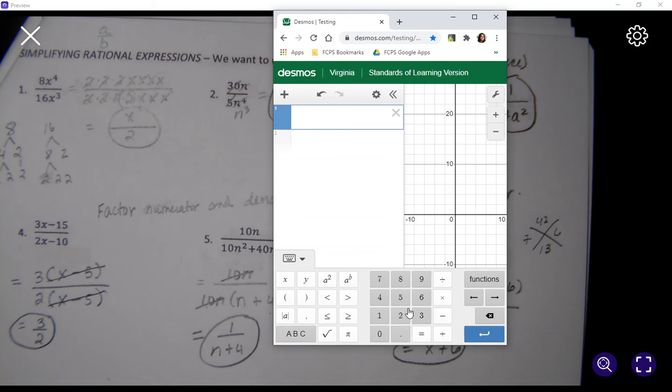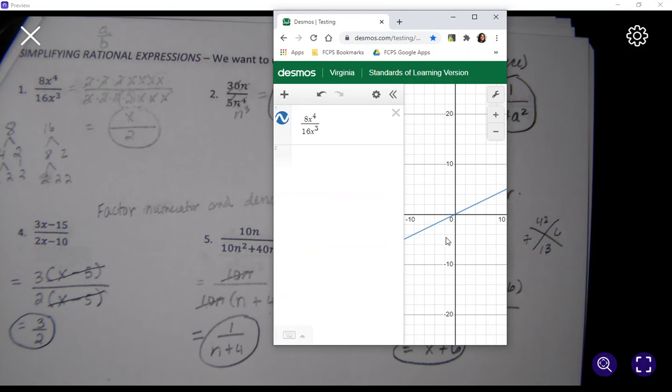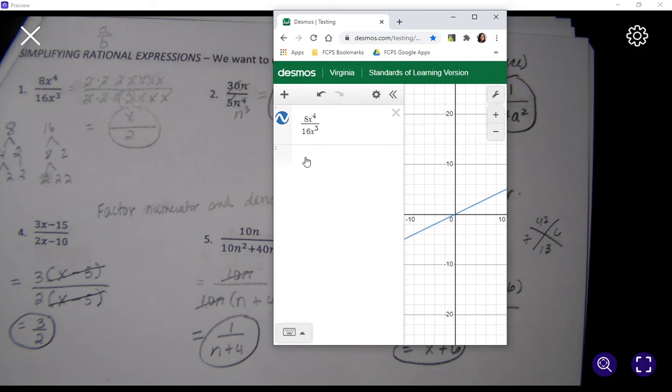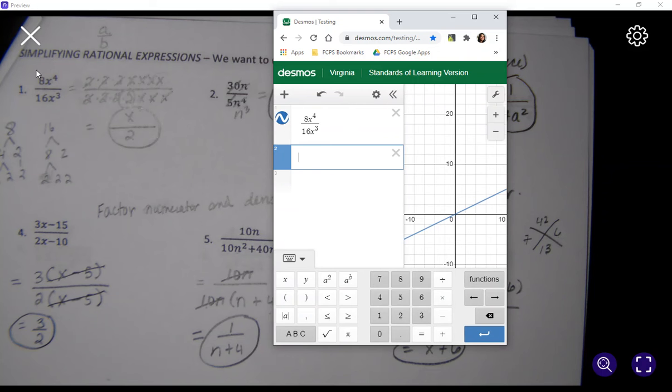I'm going to put it in my Desmos: 8x to the fourth over 16x to the third. And then what Desmos does is it graphs it for me. It gives me this graph. That's fine, because my answer should match the graph, because I'm just simplifying it. I'm not changing anything. I'm just simplifying it.